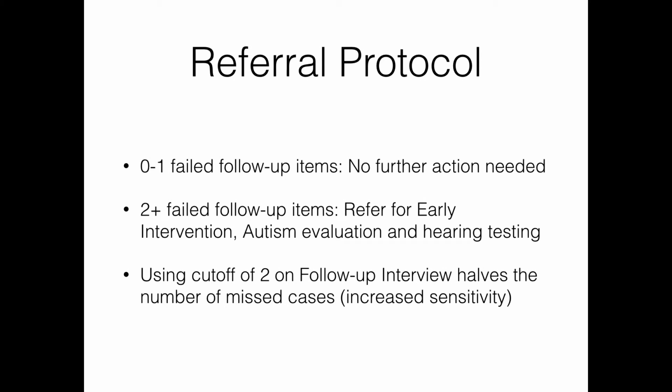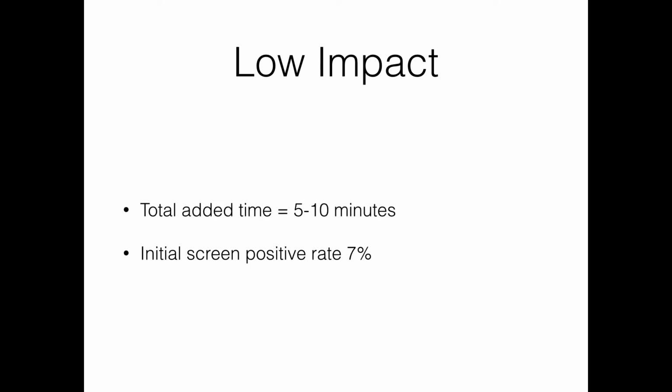So if after doing the follow-up interview, you only have 0 or 1 failed follow-up items left, you don't need to do any further action. If you have 2 or more failed items left, go ahead and initiate a referral for early intervention, autism evaluation, and hearing testing. Using a cutoff of 2 on the follow-up interview halves the number of missed cases, meaning it gives the test increased sensitivity.